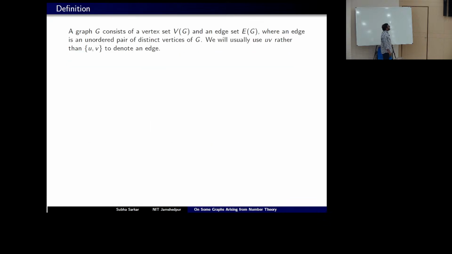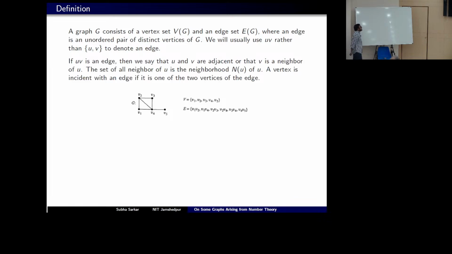So now let us formally define what a graph is. I am trying to make it very accessible to the MSc students also. A graph G consists of a vertex set and an edge set, where the vertex set is a non-empty set and the edge set is nothing but a set of unordered pairs of distinct vertices of G. Now we denote this UV rather than this UV. For example, if we consider the vertex set to be V1, V2, V3, V4, V5, and suppose the edge set is that one, the pictorial representation will be this. If there is an edge V1 V2, we will draw a line between V1 and V2, and like that.